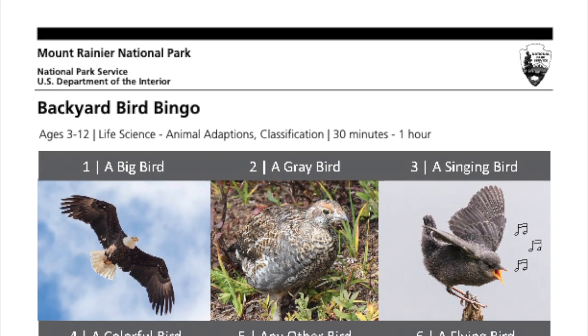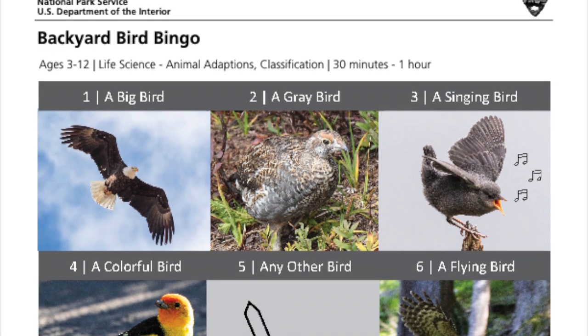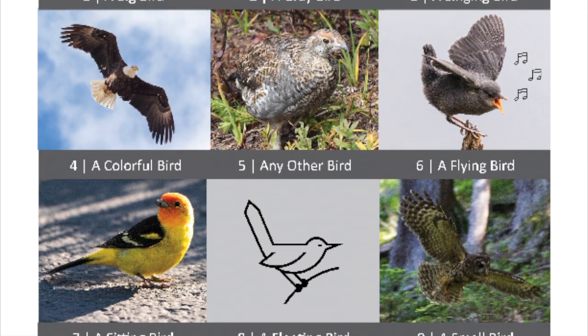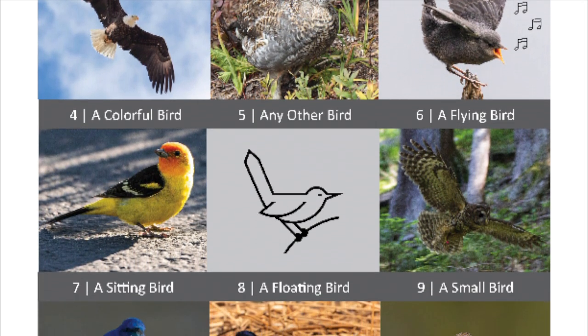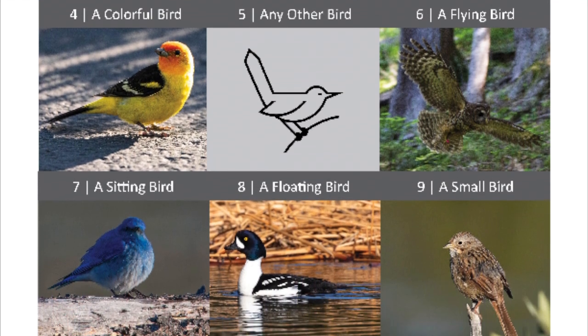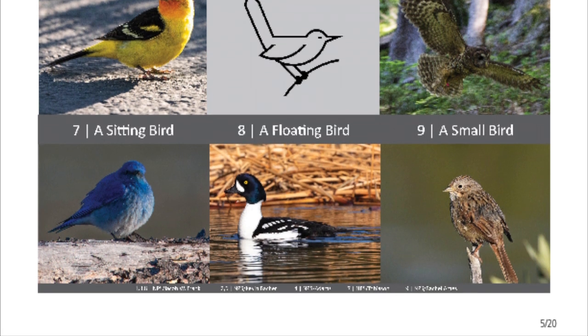As you bird watch, you're going to keep track of the birds you see on the Mount Rainier National Park Backyard Bird Bingo worksheet. You can look through all the different birds and see what you can find. Cross them off once you see them. For example, if I see number 7, a sitting bird, I would cross that off with a big X, so I know that I've finished that.